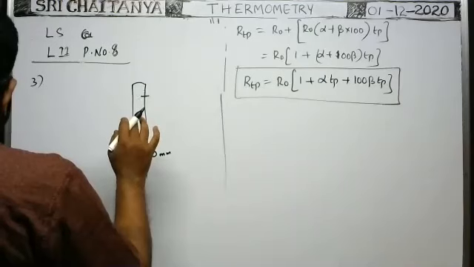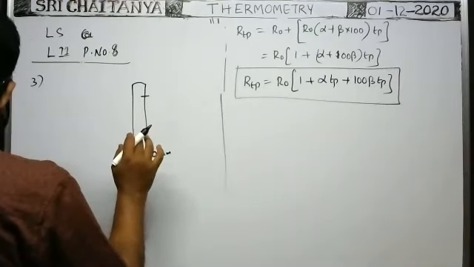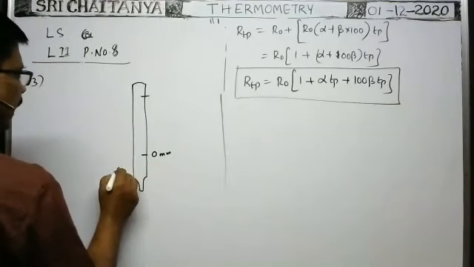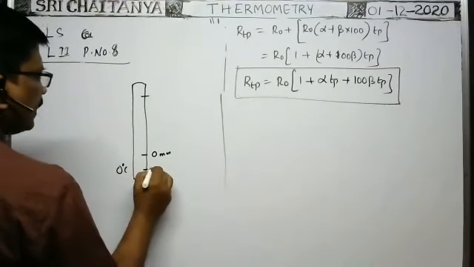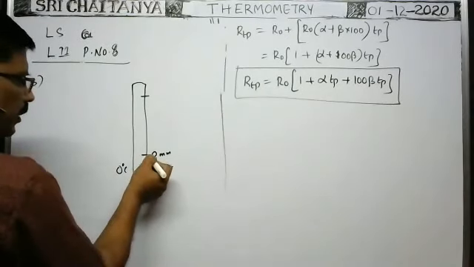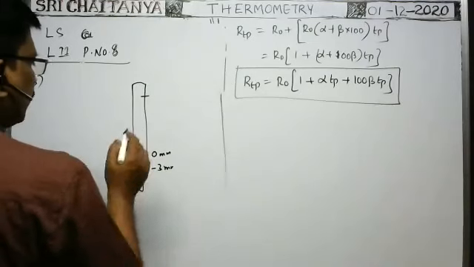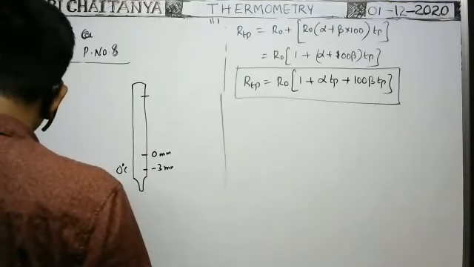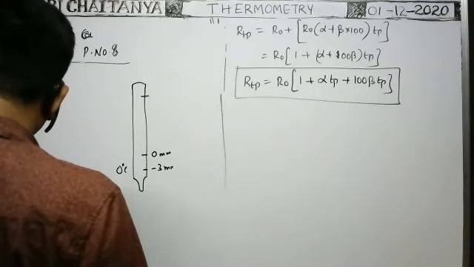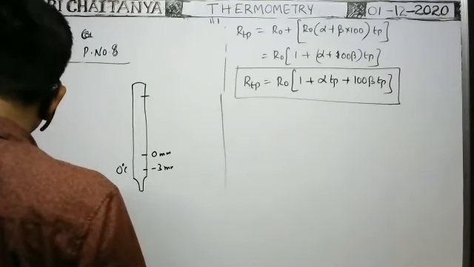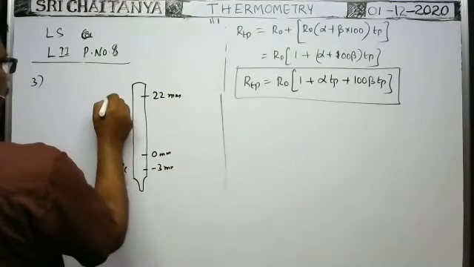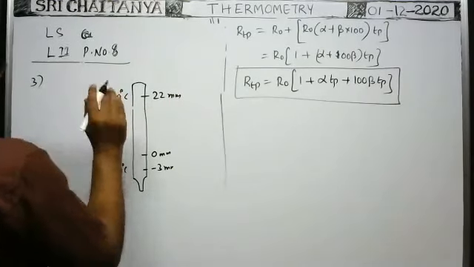A thermometer is graduated in millimeters. It reaches minus 3 mm when the bulb is in melting ice. Melting ice means exactly 0 degrees centigrade. The reading is minus 3 millimeter. It is 0 millimeter, so definitely minus 3 millimeter is below now. In steam point, when the thermometer is in the steam at atmospheric pressure, it shows 22 millimeter. At the steam point means 100 degrees centigrade. It is given like this.